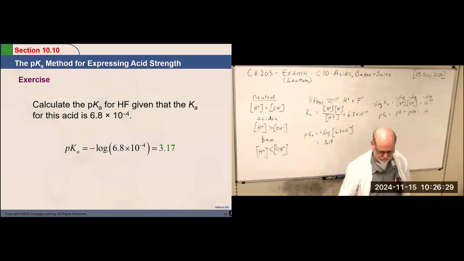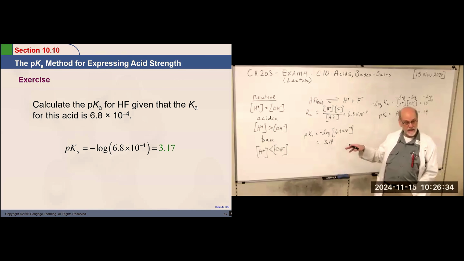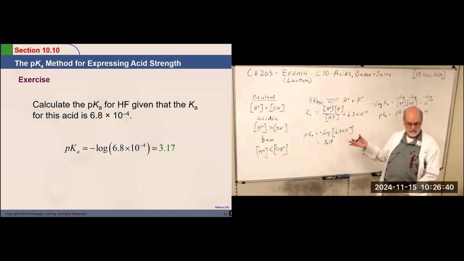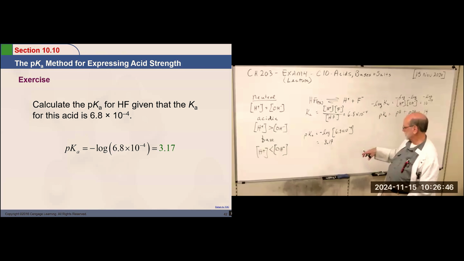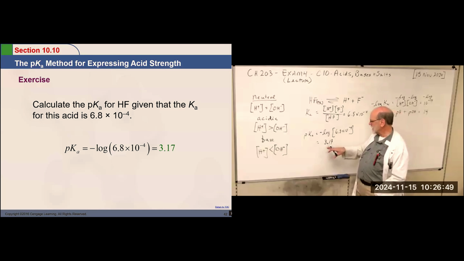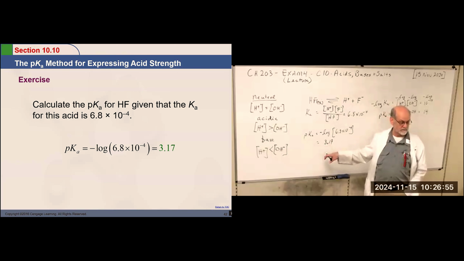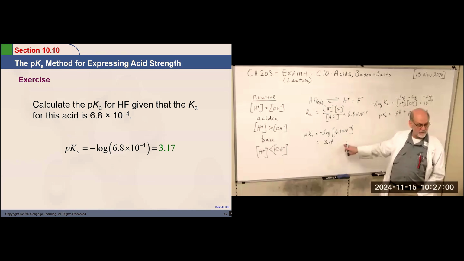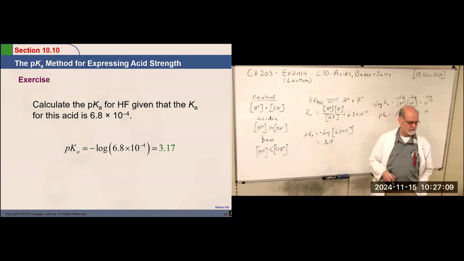So what does that tell me? That tells me if I know the pKa, I can tell just how acidic this acid is, right? If the pKa is very small, it's like pH. The smaller the value, the more acidic the molecule. So if it came out for some other molecule, it was like 5, it would not be as acidic as hydrofluoric acid. Or if it came out as 1, it would be more acidic than hydrofluoric acid.